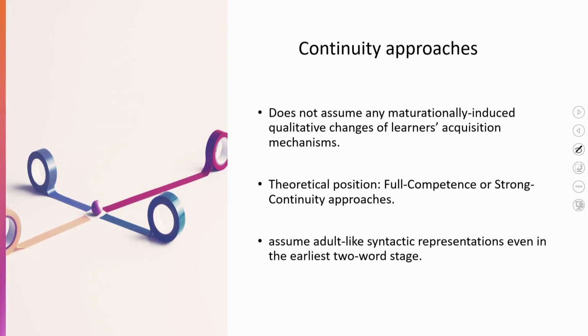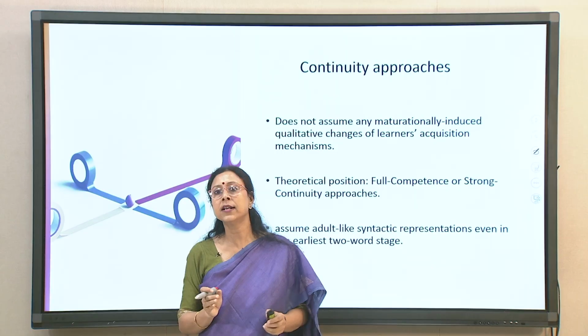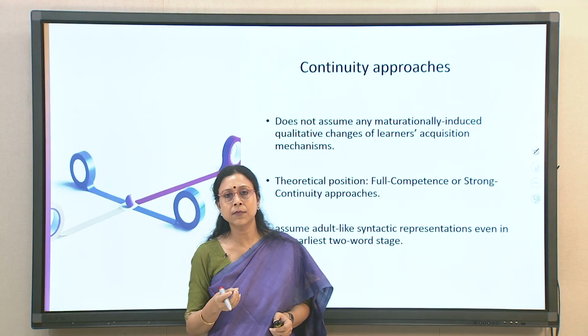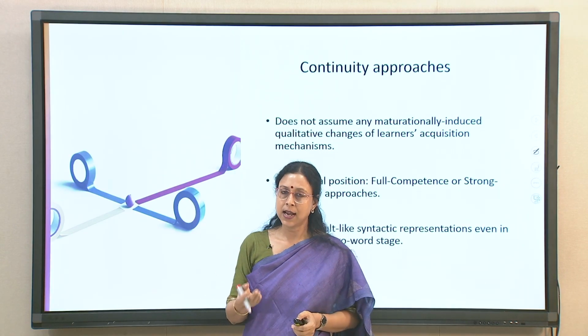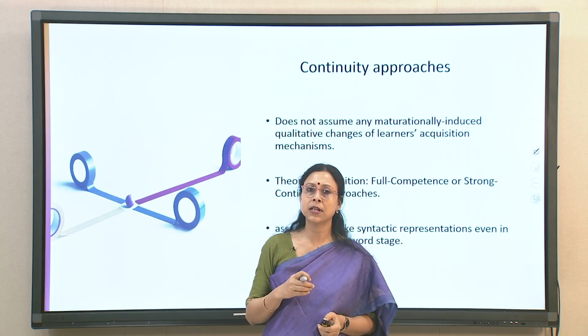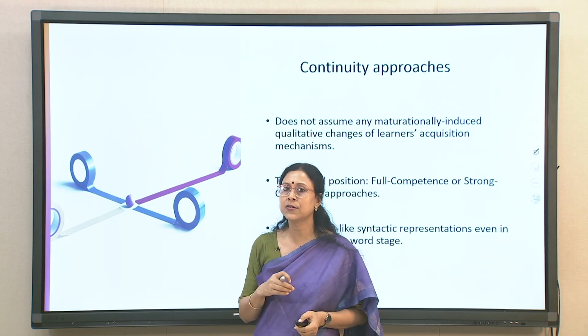The theoretical position believes in full competence or strong continuity approach, and they assume that adult like syntactic representations are already there even in the early stages, even in the stage where they are only speaking in 2 words. So, the entire structure is already there, even though they are not able to produce it as such. At an underlying, deeper level, the representation is already there.